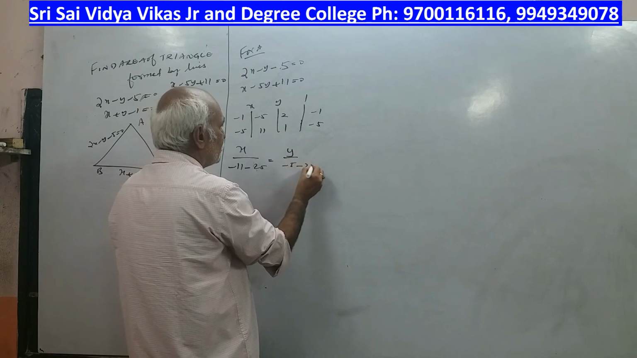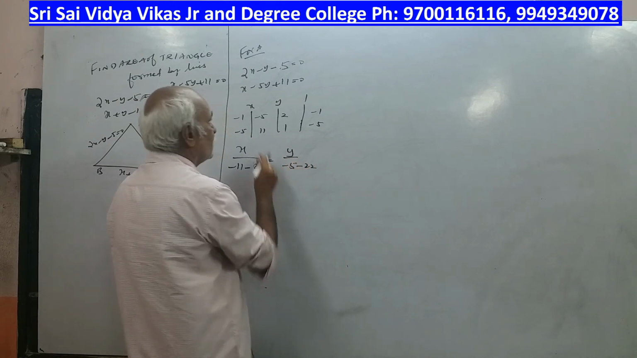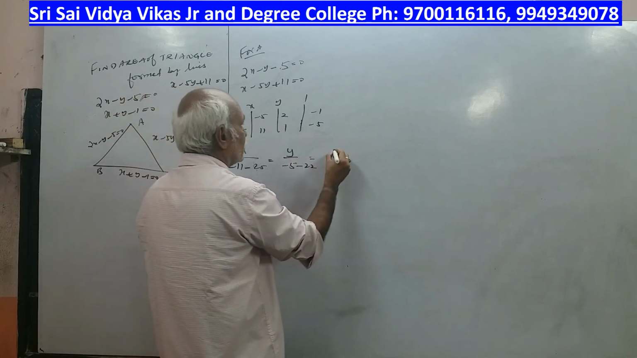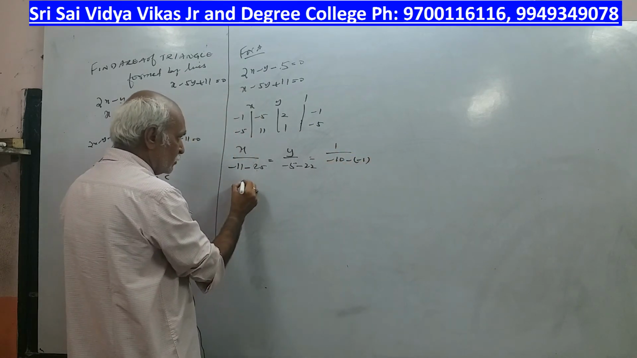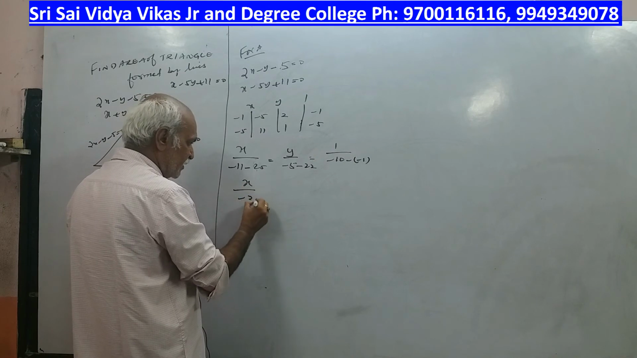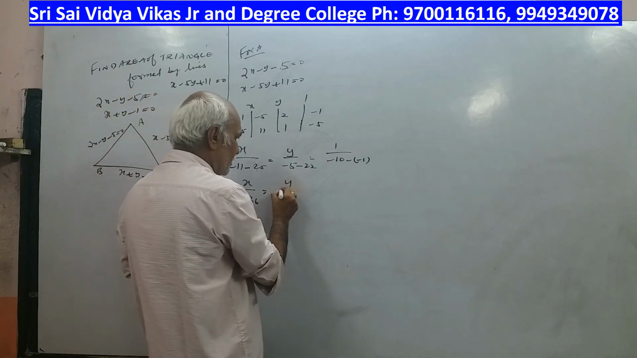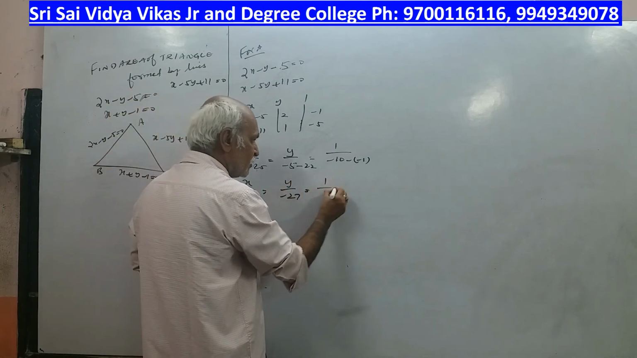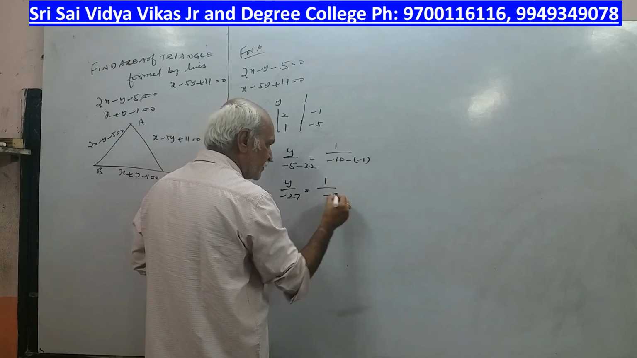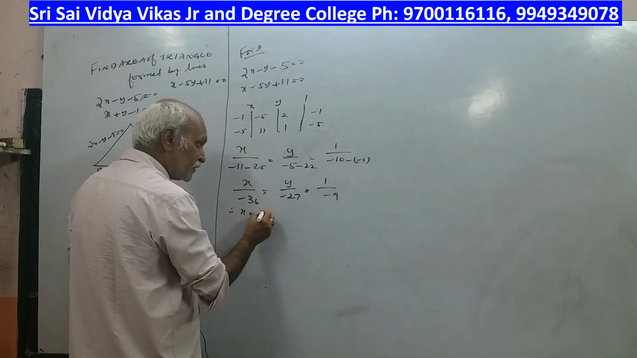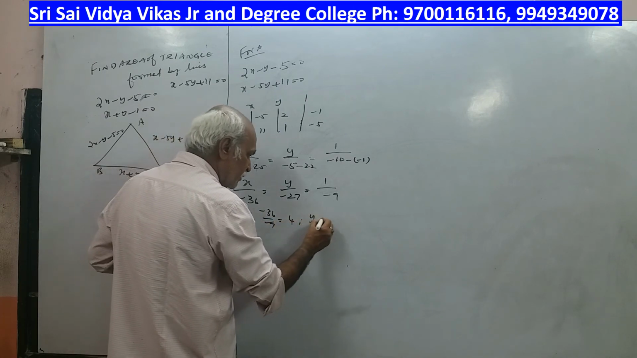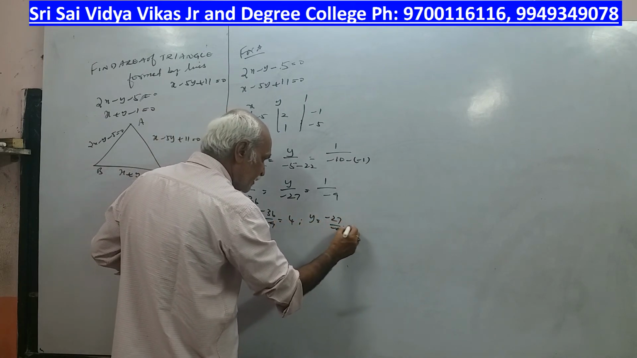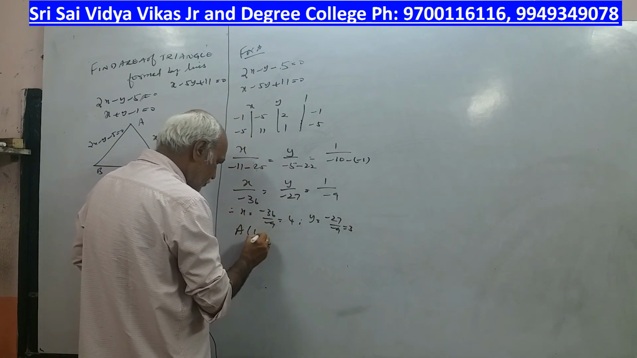minus 5, minus 22. Minus 5, minus 22 is equal to 1 by minus 10, minus of minus 1. So, x by minus 36, y by minus 27, 1 by minus 10 plus 1 means minus 9. Therefore, x is equal to minus 36 by minus 9, 4. And y is equal to minus 27 by minus 9, 3. So, what is A point? 4 comma 3.